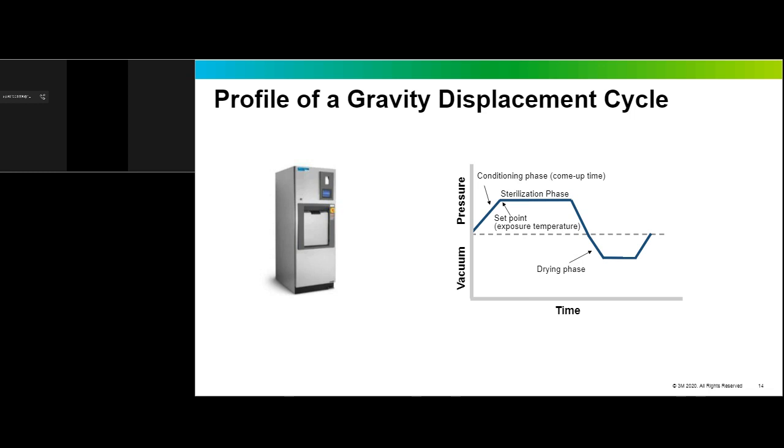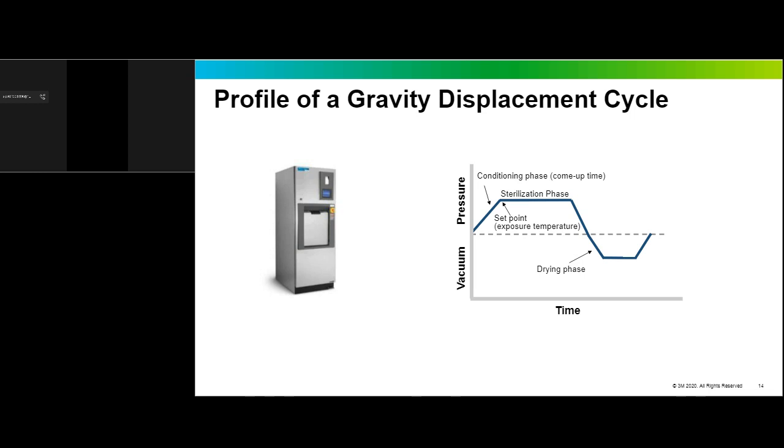So when we talk about the exposure phase or sterilization phase and ask how long is that, that's the time we're looking for. Not the entire cycle time, but how long are instruments actually exposed to saturated steam at the right temperature. How long is that cycle exposure time? And then, of course, we finish with a drying phase.